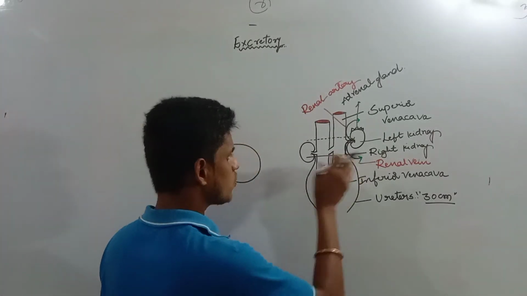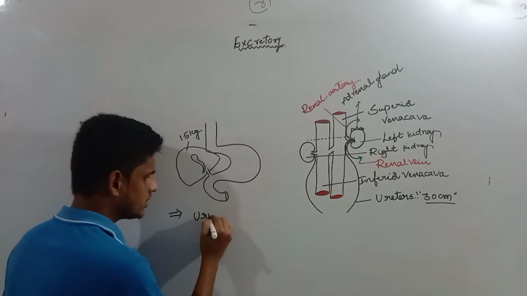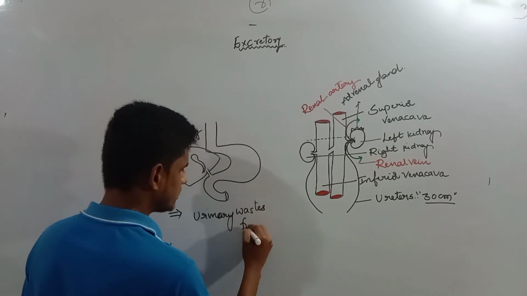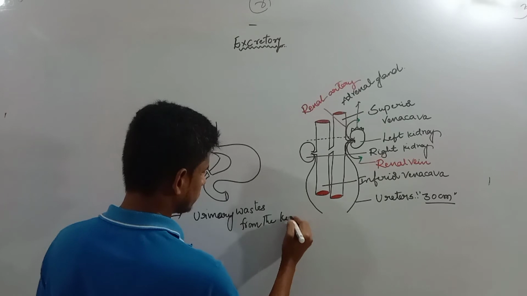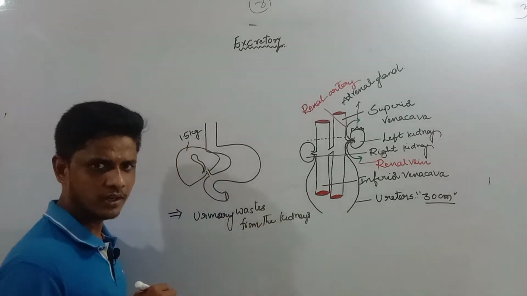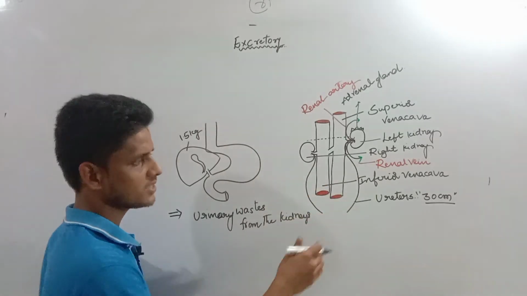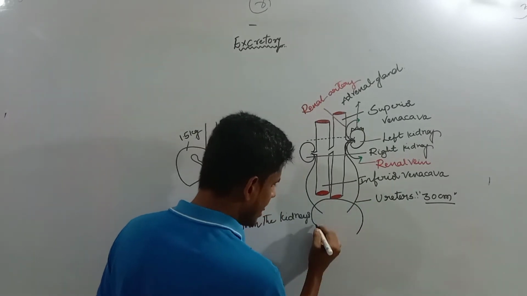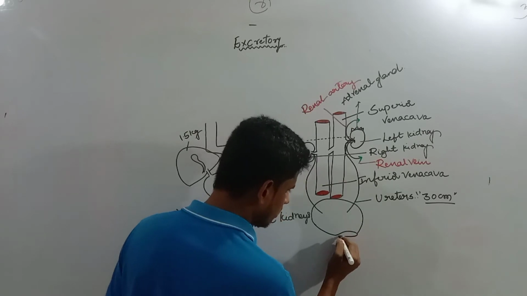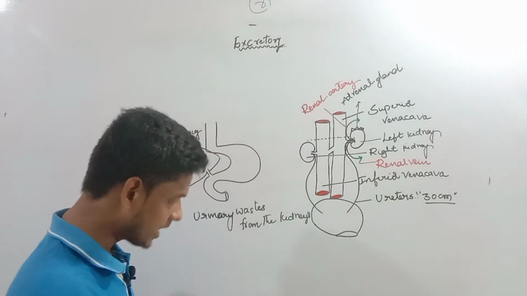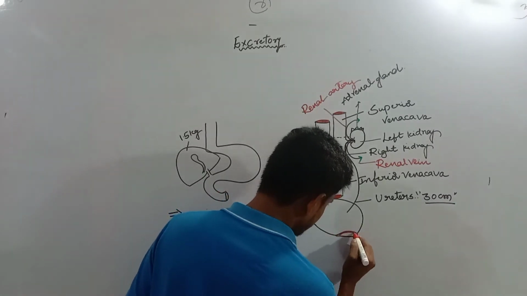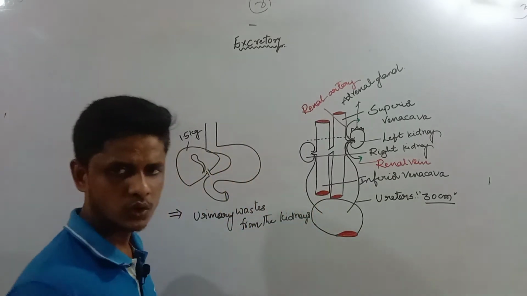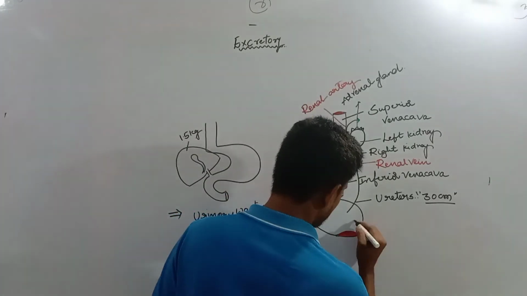And yes, these ureters carry urinary waste from the kidneys. That urinary waste is carried out by tube-like structures called ureters. These two ureters carry forward the urine and store it in a bag-like structure. What is this? Bag-like structure. This bag-like structure is called the urinary bladder. What is this? Urinary bladder. So just look at it.